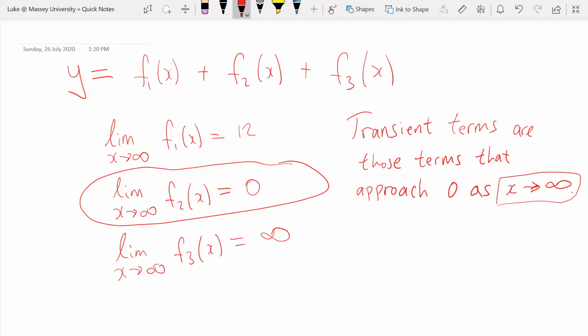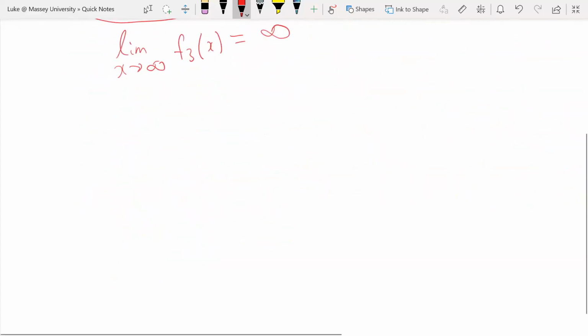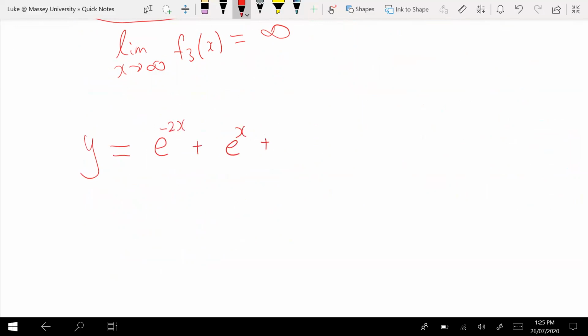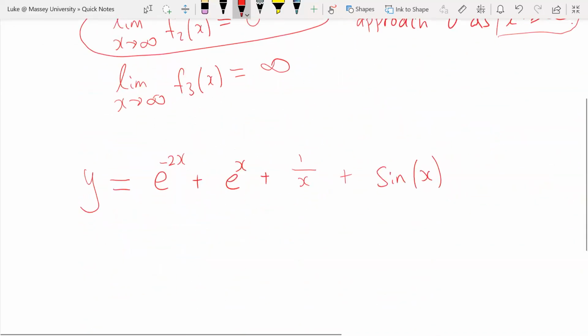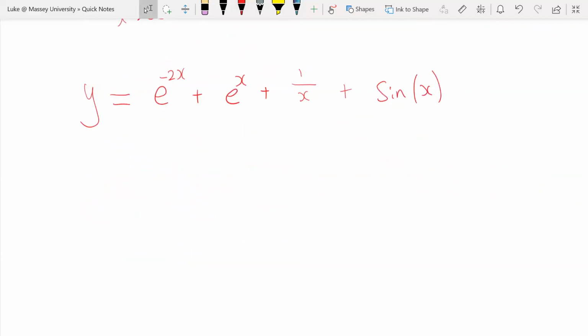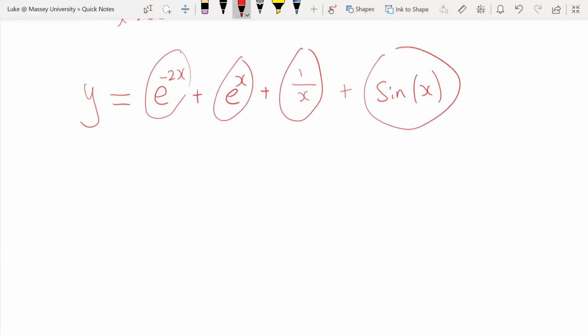So let's look at maybe an example with actual numbers in here. Let's say we solved some differential equation and we found the solution was e to the negative 2x plus e to the x plus, what should we say, 1 over x. Well, let's chuck in a sine of x as well. Why not? So let's say we solved some differential equation somehow, and we found that this was the solution. If we were asked to find the transient terms, there are 4 terms here to be tested. We're going to test each of these terms.